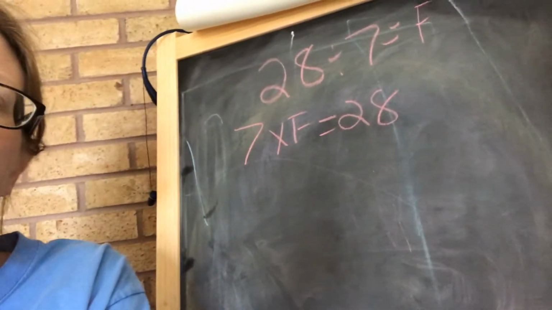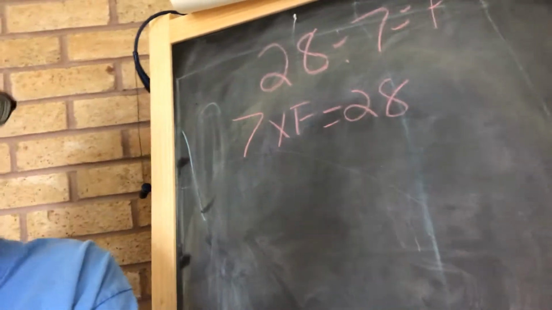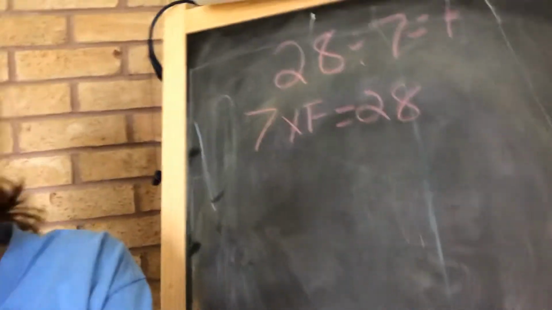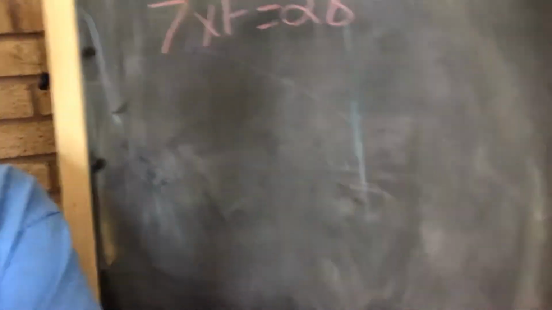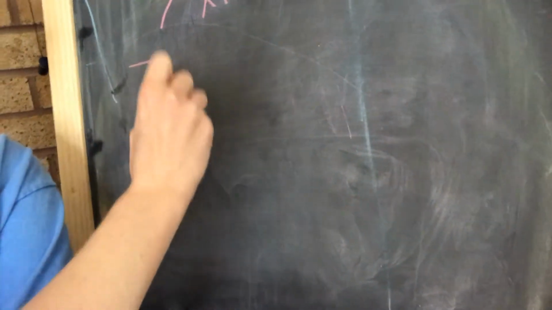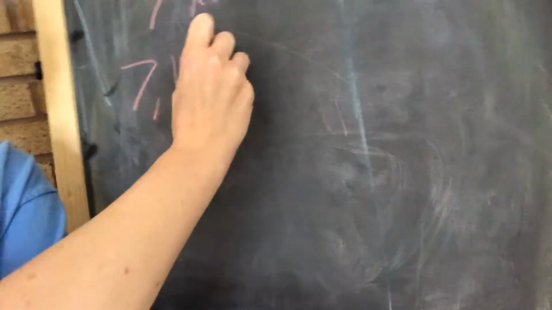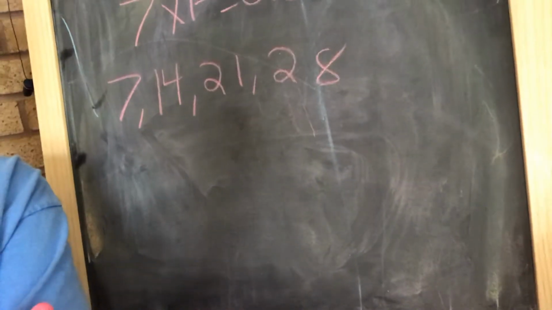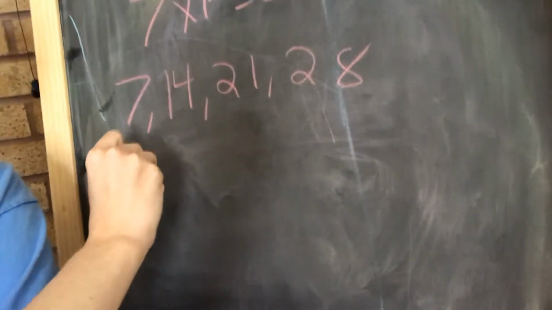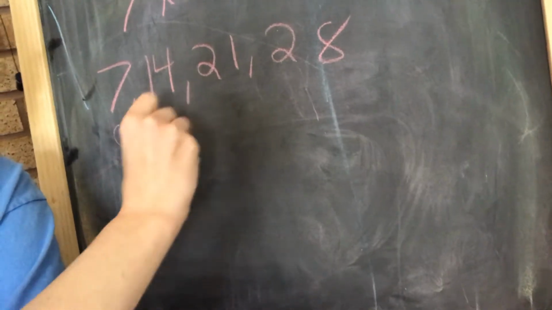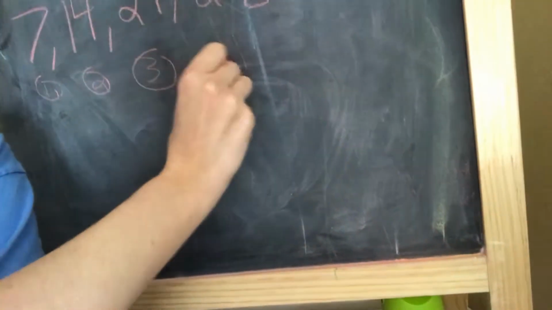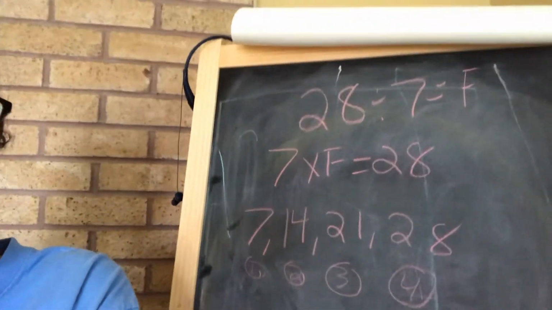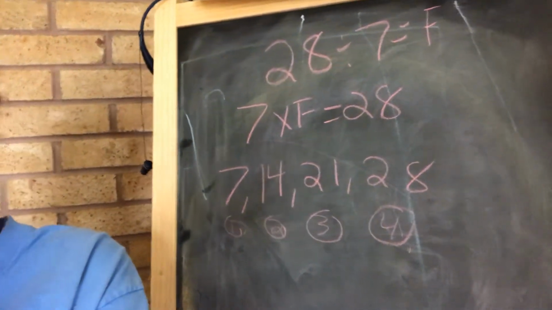Okay? And then I'm going to go ahead and I'm going to try to solve this. So I'm going to take 28 and I can subtract 7, or maybe I want to skip count by 7s. So let's say I'm going to skip count by 7s. 7, 14, 21, 28. I'm going to see how many times I had to skip count. 1, 2, 3, 4. I skip counted 4 times. Okay, so there should be 4 fish in each fish tank.